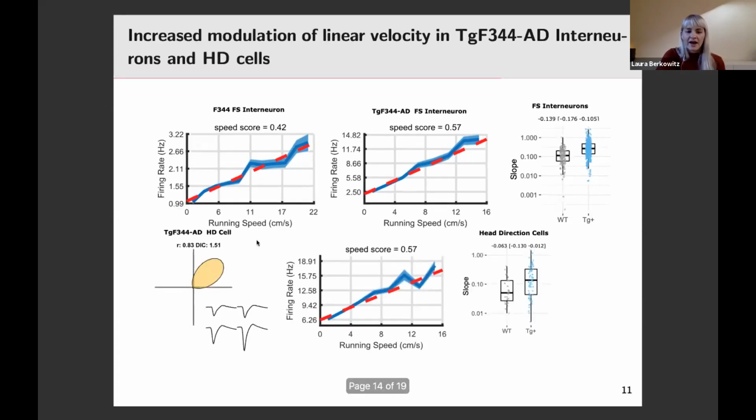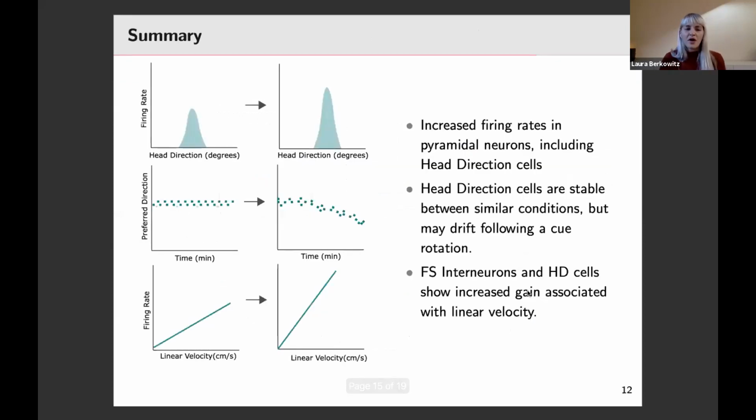And here I have an example cell, which was found to be also modulated by linear velocity, and we found a similar, small but similar, increase in the extent of modulation of the head direction cells within the transgenic group. And so overall, what we found is that firing rates were indeed increased in head direction cells within the postsubicular cortex, but we saw no differences in the tuning width or tuning integrity or stability.